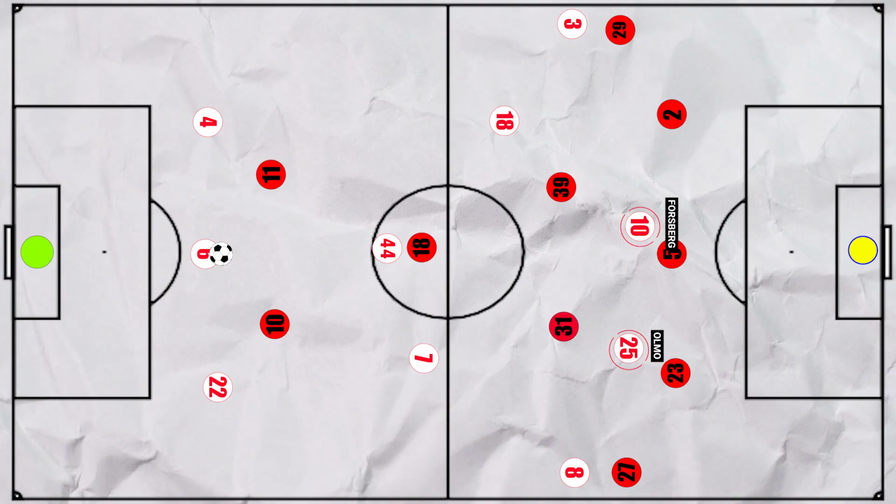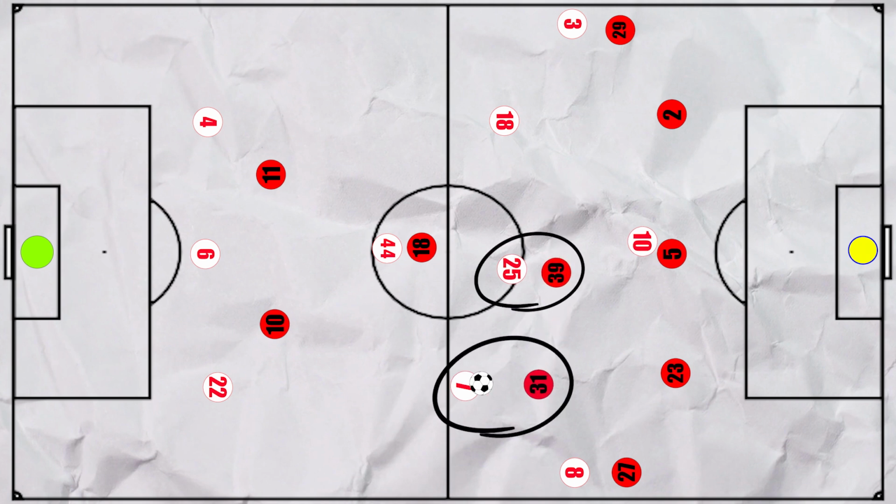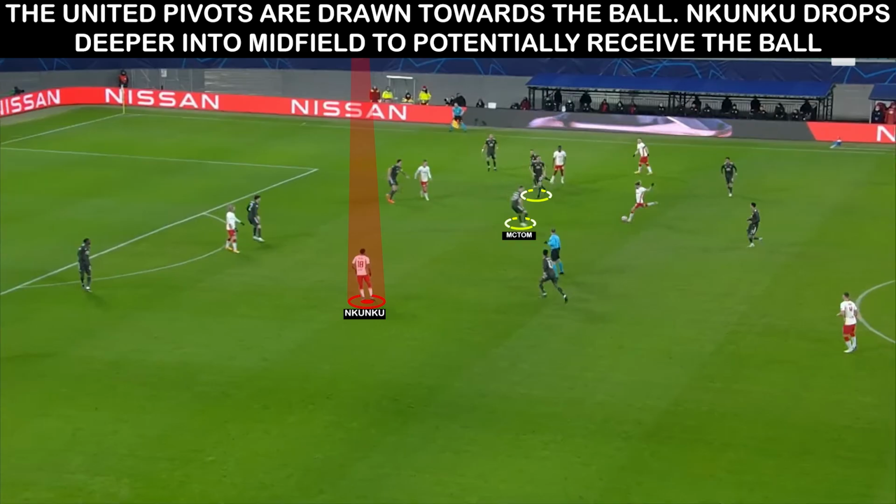And by starting Forsberg and Olmo up top, they essentially had two alternating false nines who would look to drop deeper into the midfield region. This meant that if the ball was shifted to the right hand side, United's pivots would be occupied by Sabitzer and a false nine, leaving Nkunku free in this space.